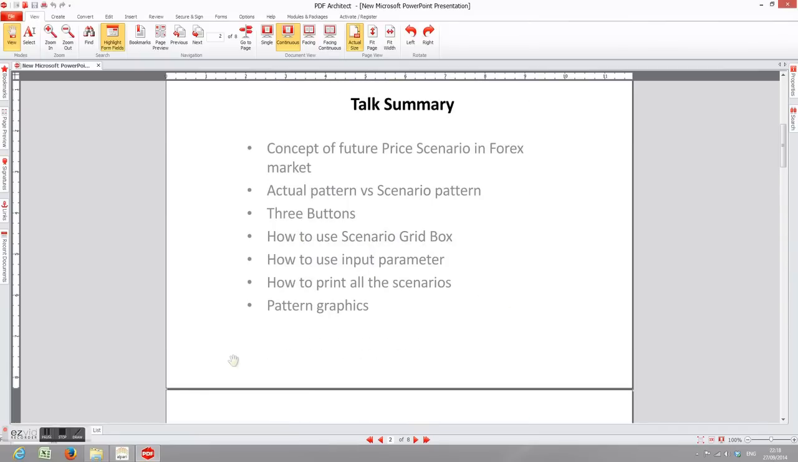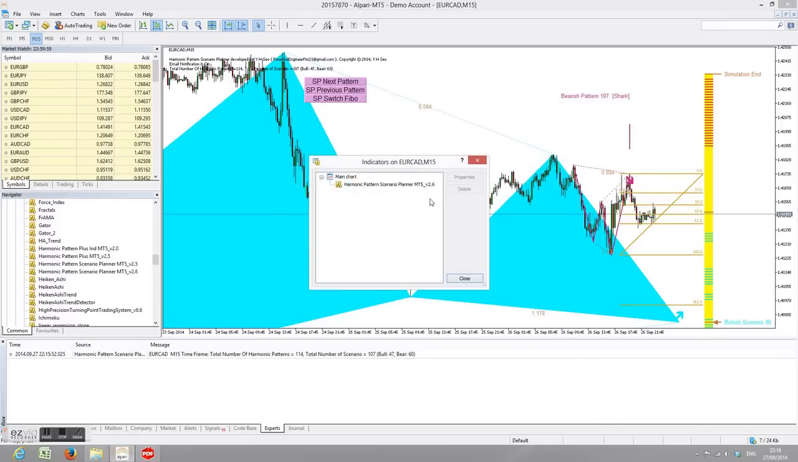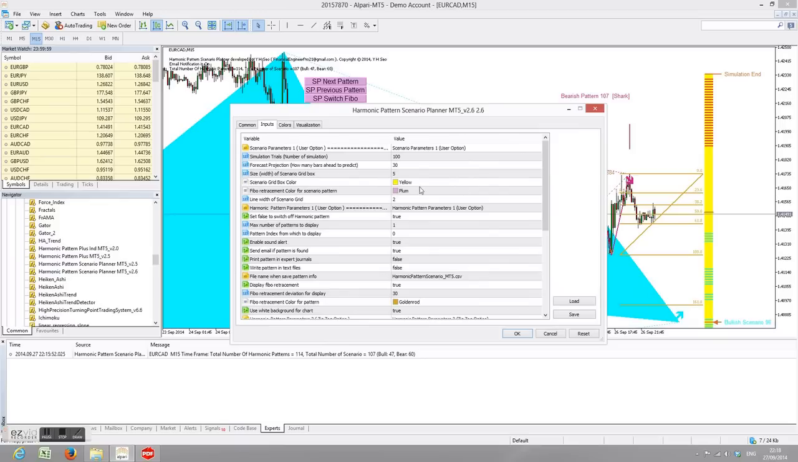So let's have a look at the input parameters. What sort of input parameters do we have? In the properties, there are 1, 2, 3, 4, 5, 6 important input parameters, and two of them are more important than the others, the first one and the second one. The third, fourth, fifth, and sixth ones are only for the graphical interface.